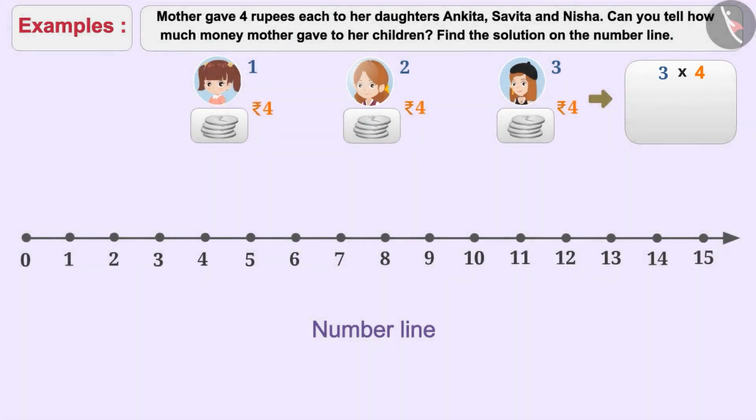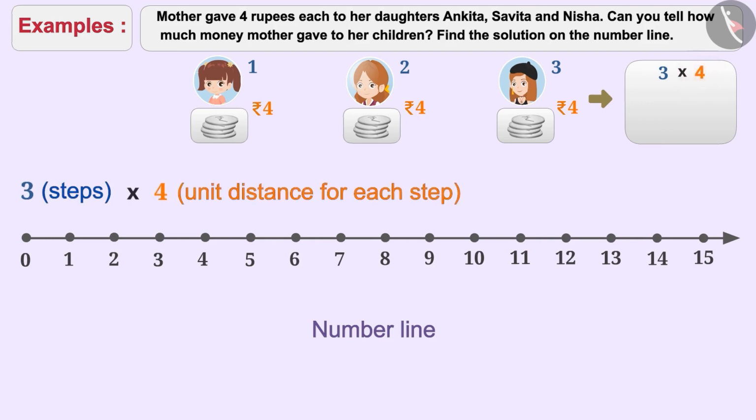First, draw a number line. To represent multiplication on the number line, we always start with 0. The first number of multiplication tells us how many steps are to be taken and the second number tells us how much distance to be kept for each step. Here, we have to take each step of 4 unit distance.